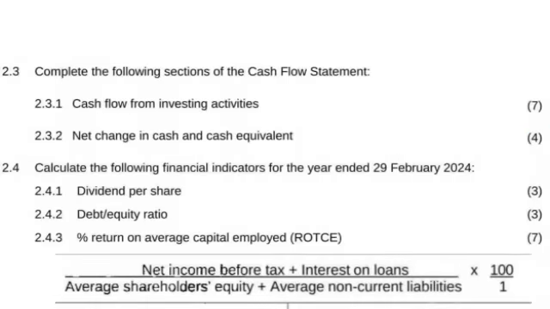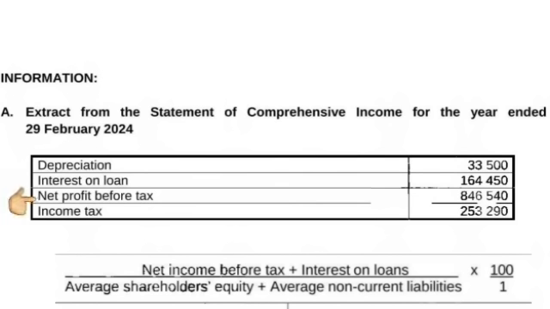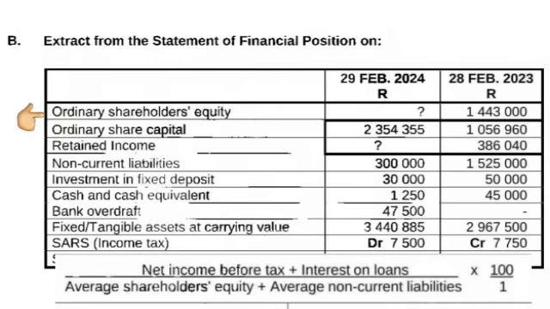The last financial indicator we are asked to calculate is percentage return on average capital employed. We also have a formula there. It says net income before tax. So our net income before tax, we see it there is 846,540, and then we are also looking for interest on loans. Interest on loans is given as 164,450, and then we are going to find our average shareholders equity and our average non-current liabilities. What do those mean?